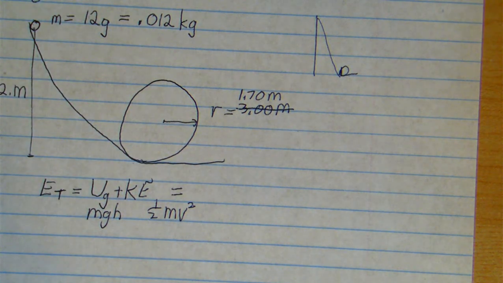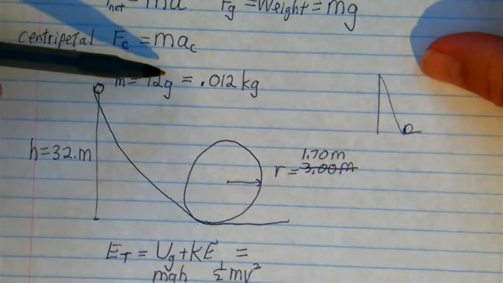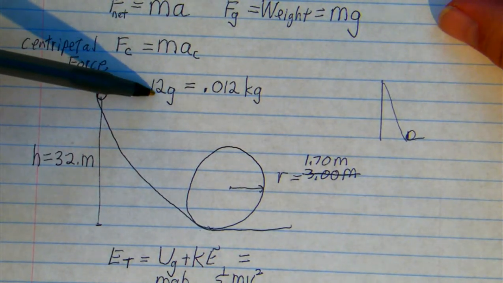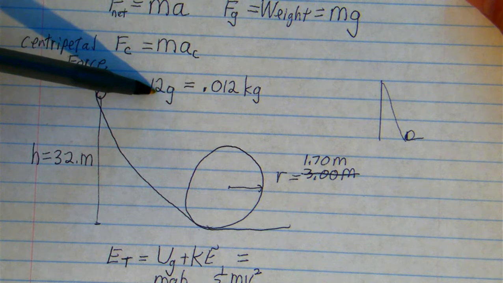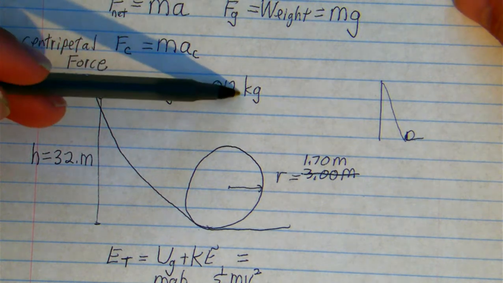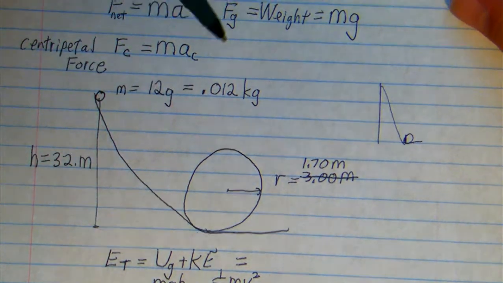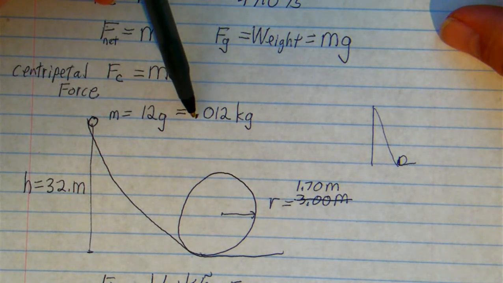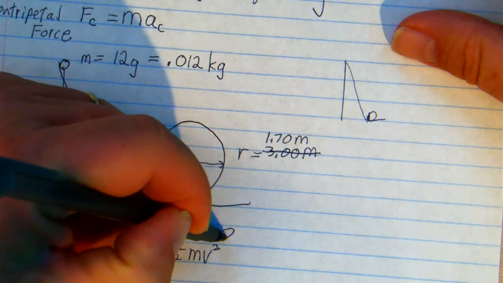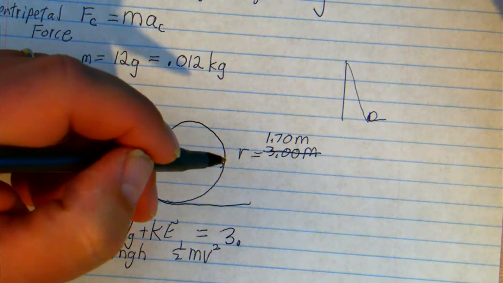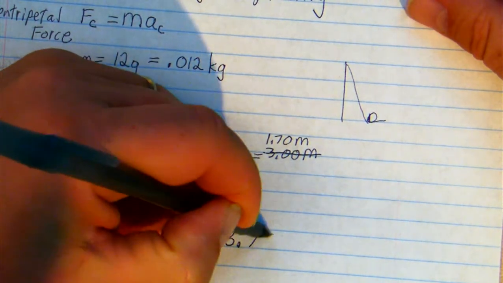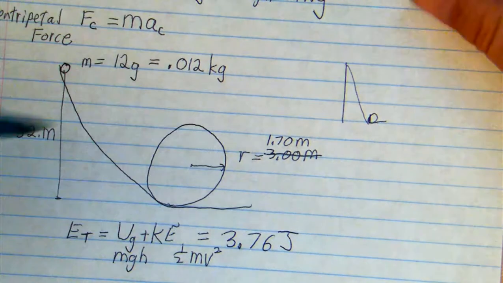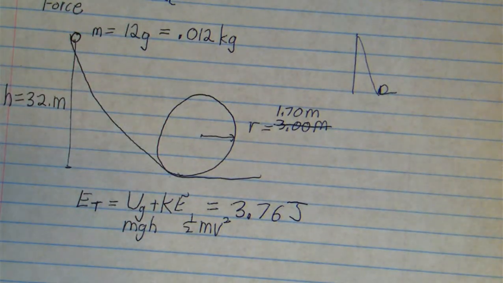Well, that would move the decimal place once. But how many places did I move the decimal? Oh, that was painful. But yes, 3.76 joules is the energy of a 12-gram marble after it has fallen through a height of 32 meters.